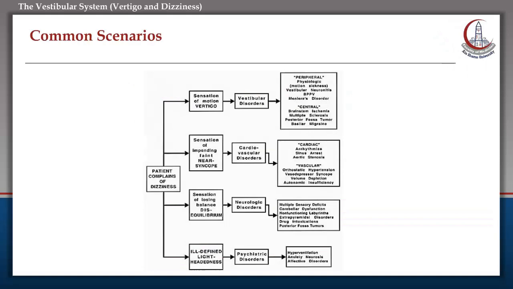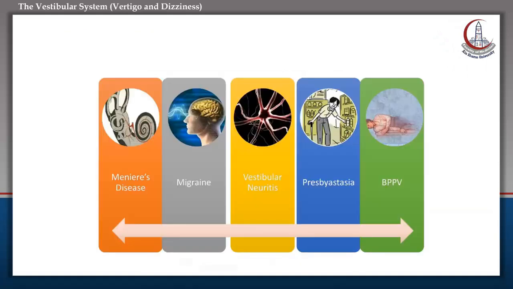That is why these common scenarios will be presented to you in a way so that you can diagnose them very easily, very rapidly, just by history taking and with minimal examination. And if you suspect something else, you should refer them to an ENT specialist or a vestibular specialist. These are the commonest diagnoses you are going to face in your day-to-day practice: Meniere's disease, migraine equivalent, vestibular neuritis, presbyvestibulopathy, and BPPV. We are going to see what this mysterious BPPV is.